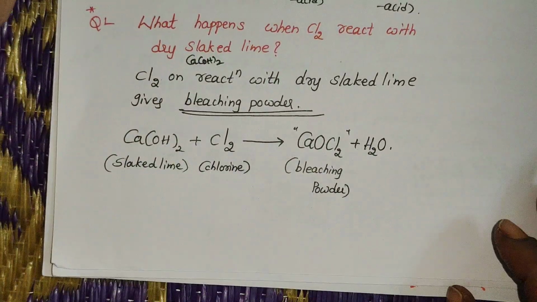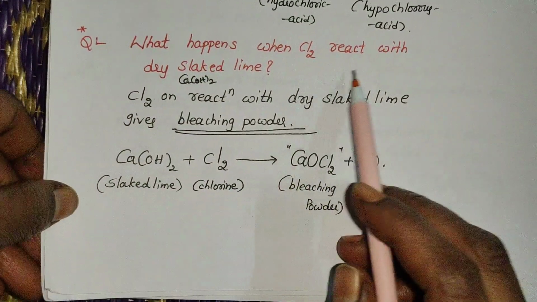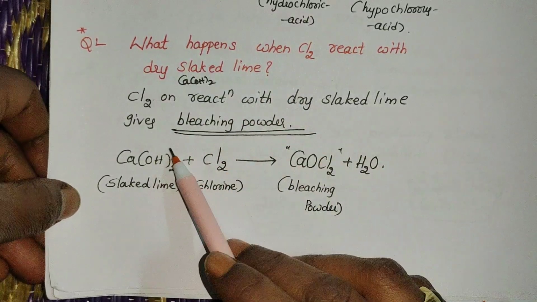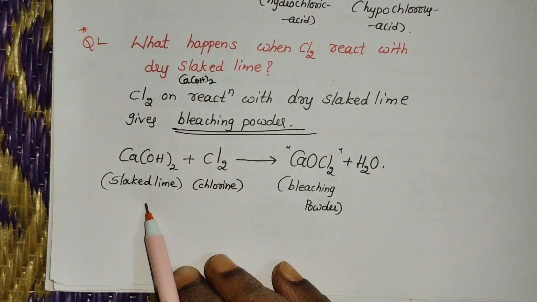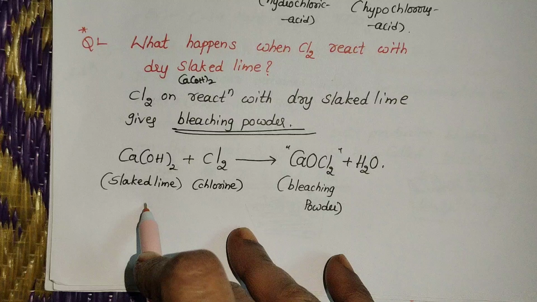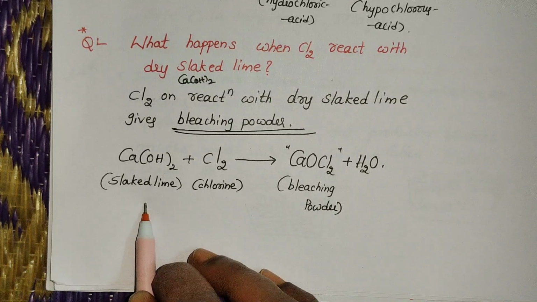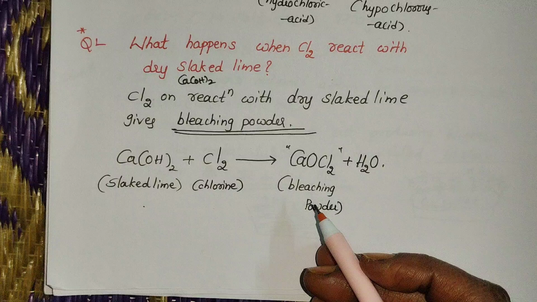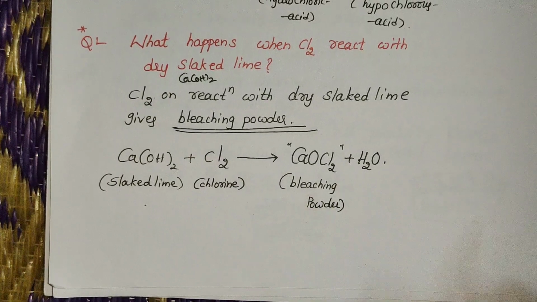Next, one more important reaction, beta. What happens when chlorine reacts with dry slaked lime? Chlorine on reaction with dry slaked lime gives bleaching powder. What do we call calcium hydroxide, beta? Slaked lime. Okay, when this reacts with chlorine, bleaching powder is formed. What is the formula of bleaching powder? CaOCl2 and H2O.